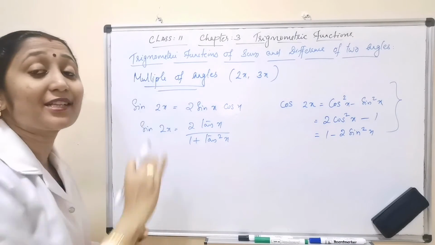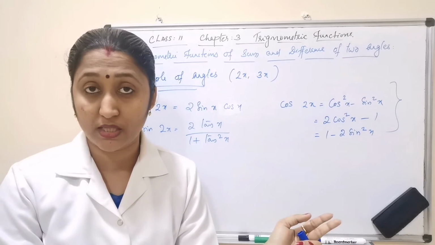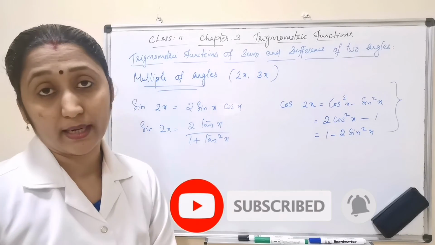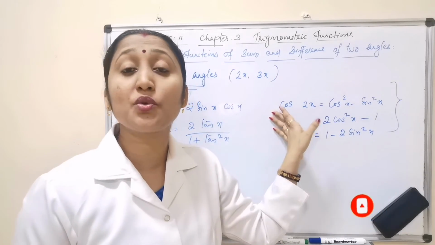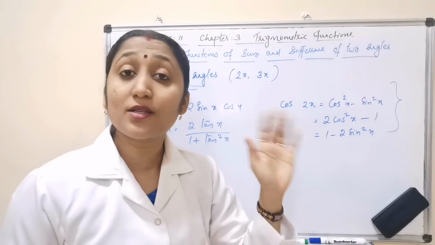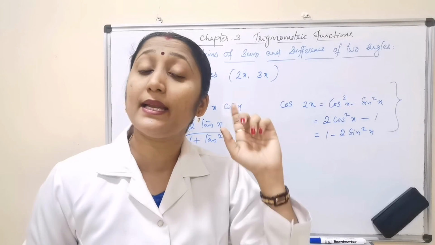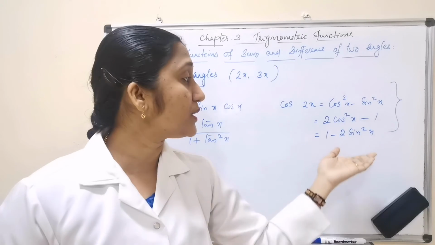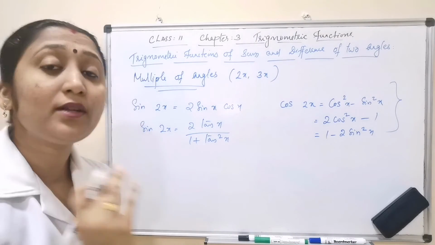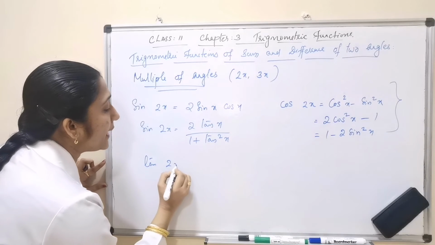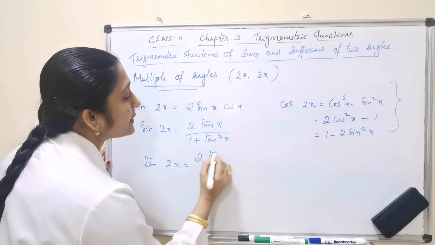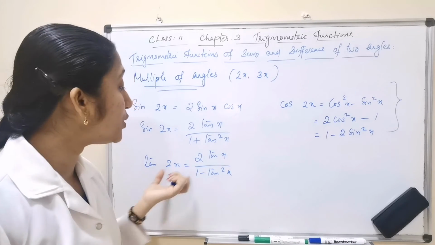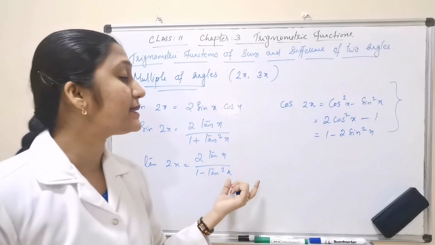So here sin 2x is very easy: 2 sin theta cos theta, or in the tan form, 2 tan x by 1 plus tan square x. In the case of cos 2 theta, cos 2 theta is equal to cos square theta minus sin square theta, or 2 cos square theta minus 1, or 1 minus 2 sin square theta. Next, tan 2x equals 2 tan x by 1 minus tan square x. So tan 2 theta is equal to 2 tan theta by 1 minus tan square theta.